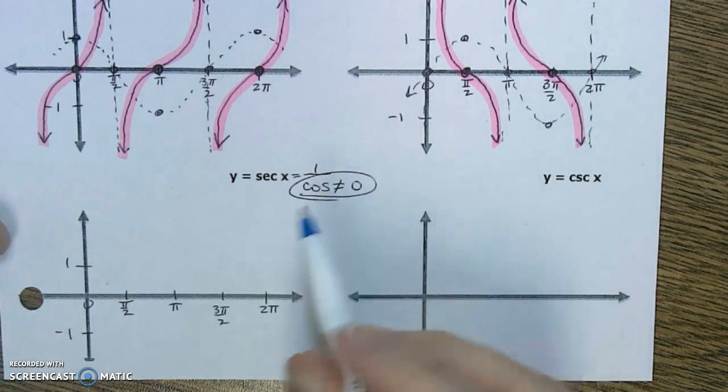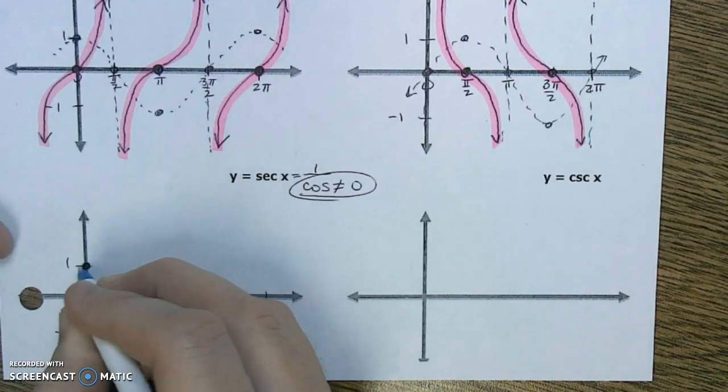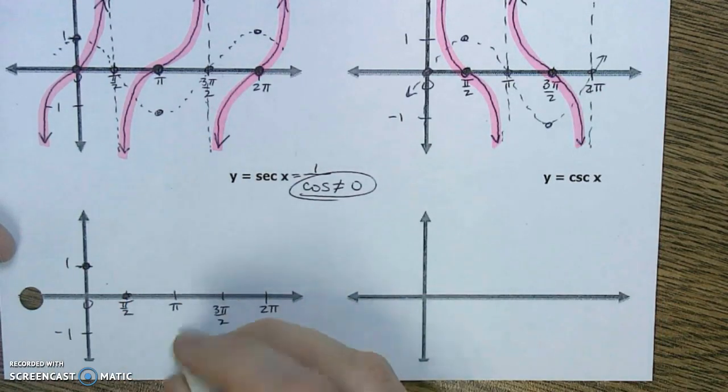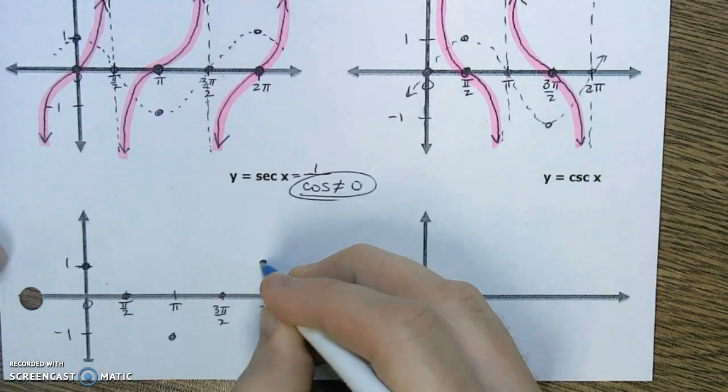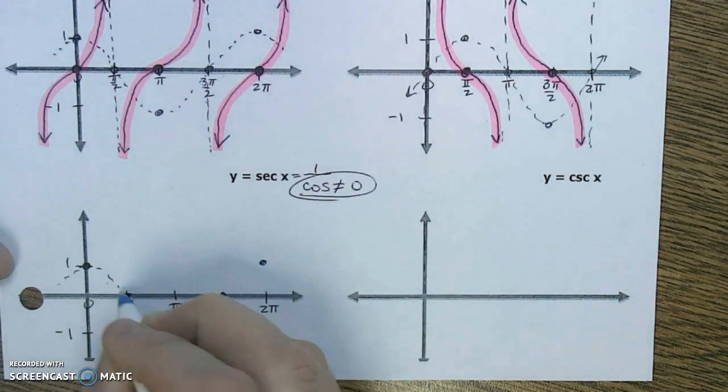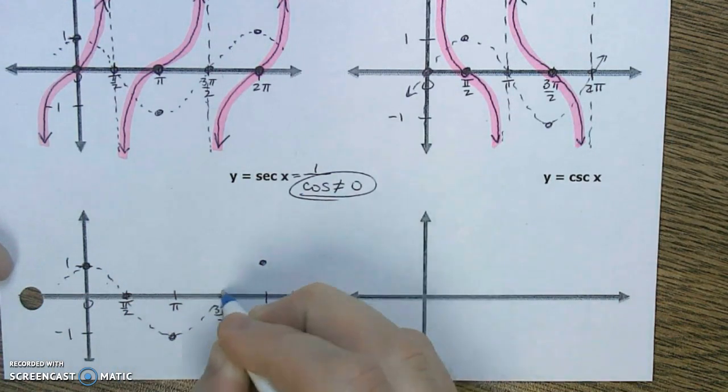Cosine starts at the top point, so 0 is at 1. Pi over 2 is at 0. Pi is at -1. 3 pi over 2 is 0. 2 pi is back at 1. And we're going to make a dotted curve because we don't really want cosine, we want secant.